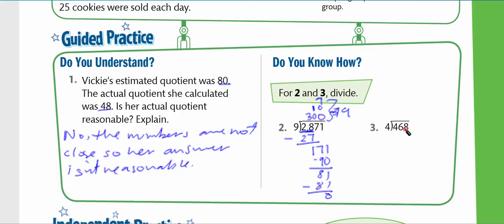For number 4, looking at these numbers, I can see that they're easy to mentally divide. So I can go ahead and think of it like this. 460 plus 8. And so that's one strategy you could do. If you want to do it directly, maybe you do it like this. 400 plus 60 plus 8.